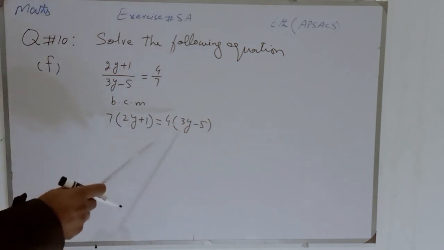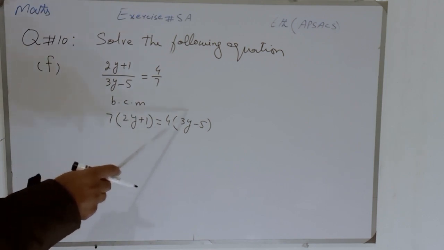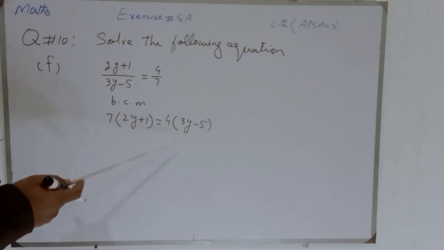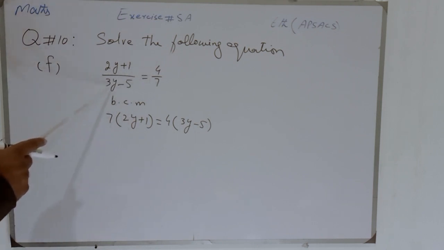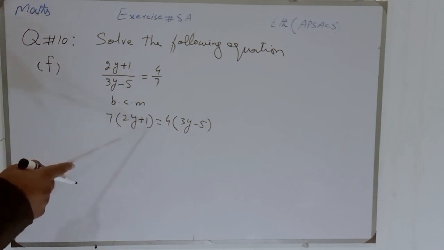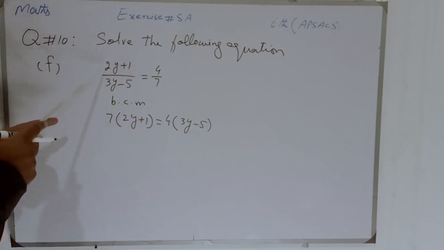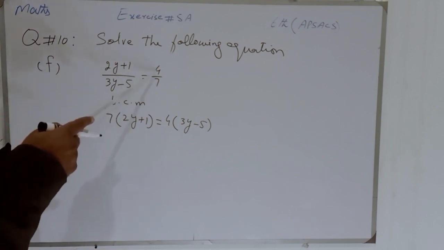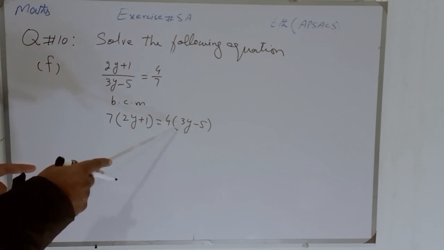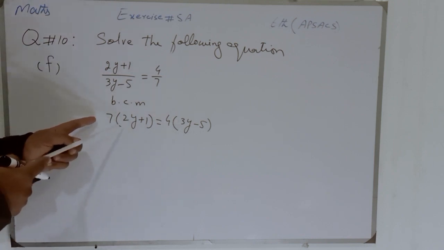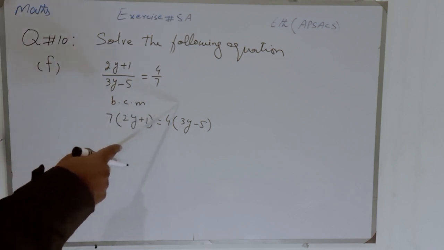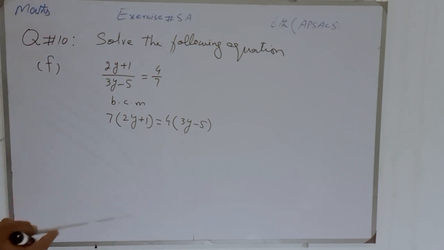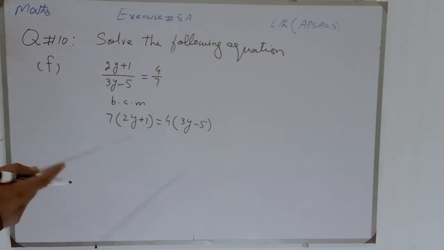Students, we can write this side to the left side and the left side to the right side. It will not affect our question. So it is totally up to you whether you multiply 7 with (2y + 1) and 4 with (3y - 5). The reason for writing 7 into (2y + 1) on the left side is that when 7 multiplies with 2 it becomes 14, and when 4 multiplies with 3 it is 12. So 14 is the greater number, that's why I have written 7 into (2y + 1) on the left side. If you write it the other way around, it will not affect the question and our answer will be the same.